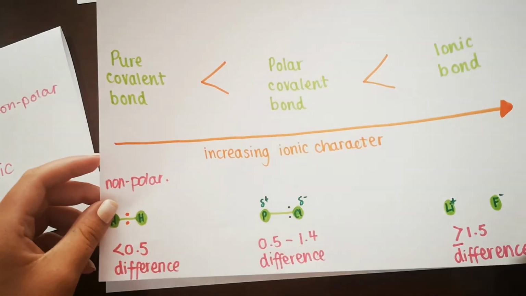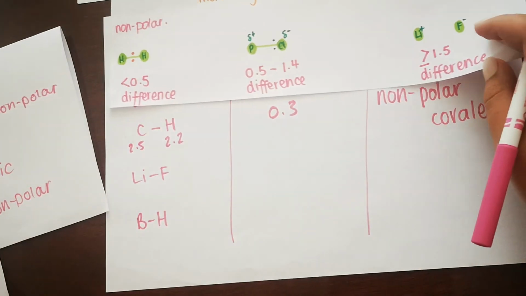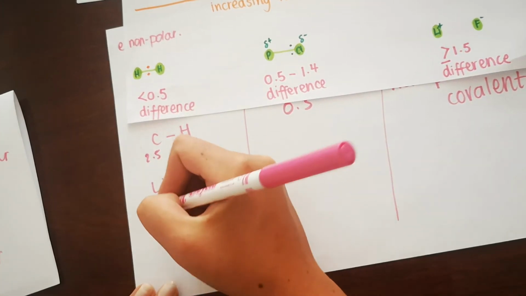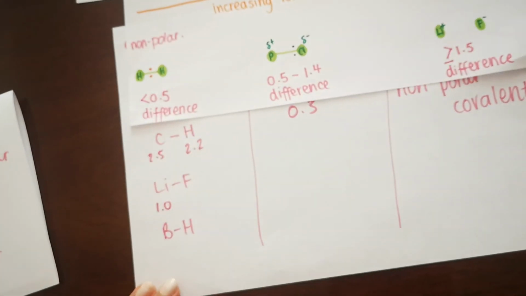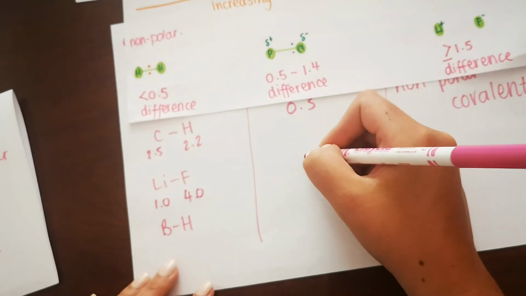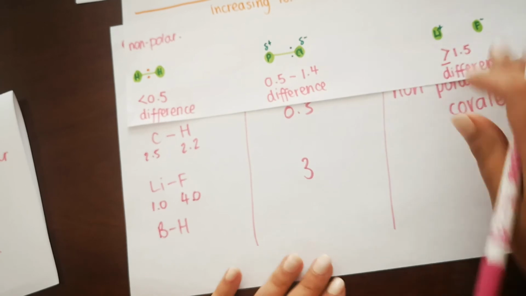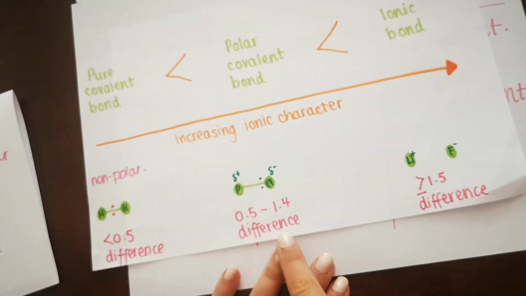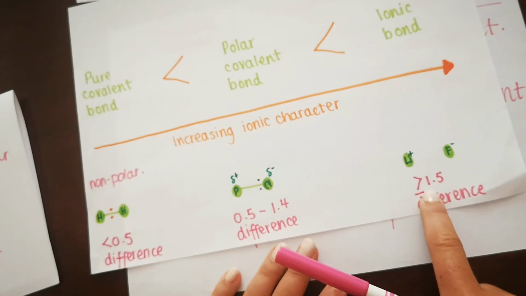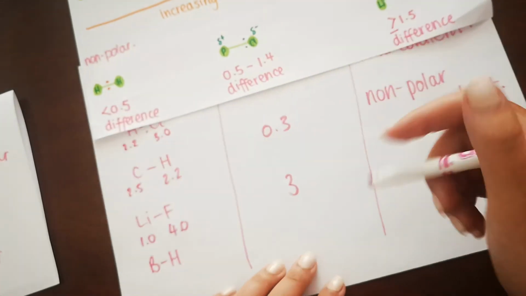Right, so your Li to F. Lithium is 1.0 and your F is 4.0. So your difference is 3.0. What category does 3 fit into? It is more than or equal to 1.5, so it's going to be ionic.